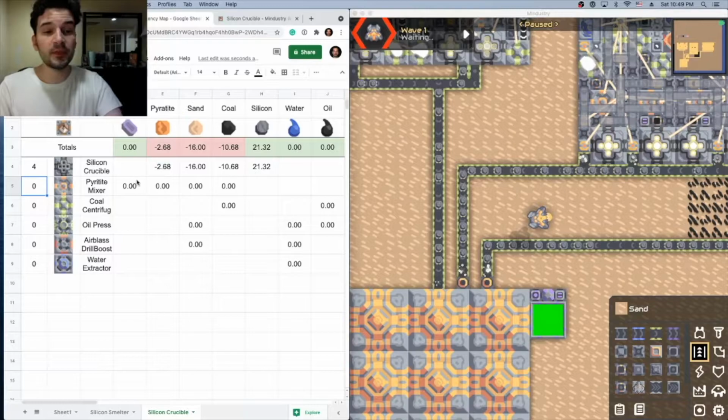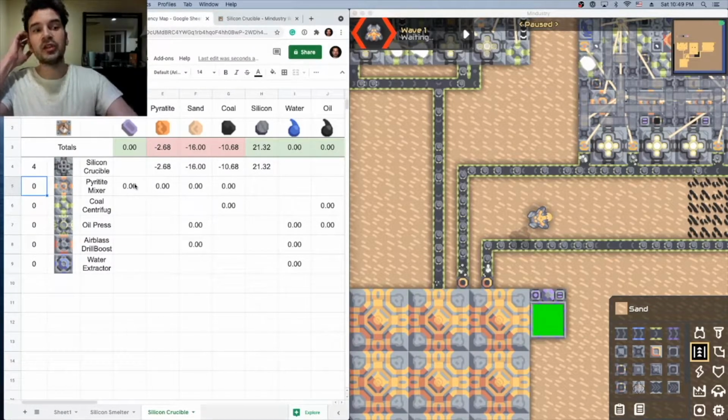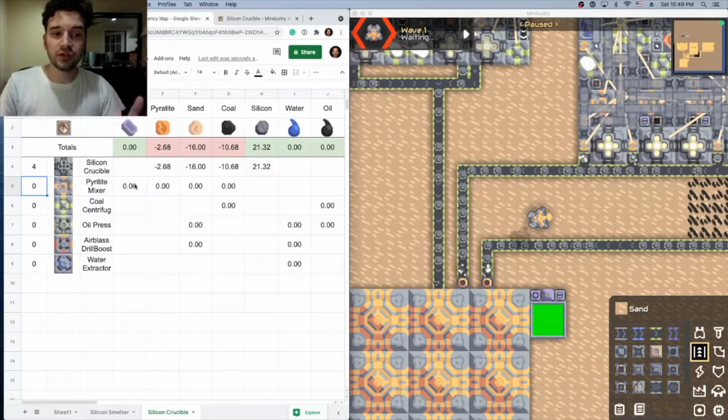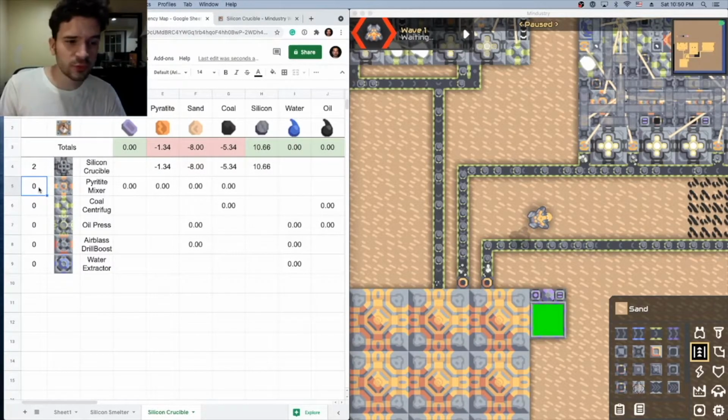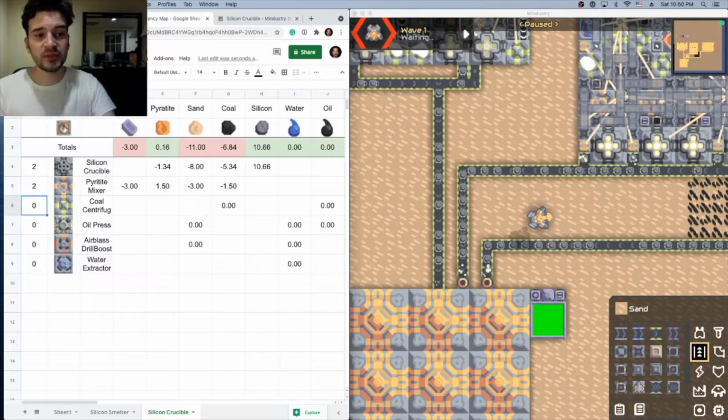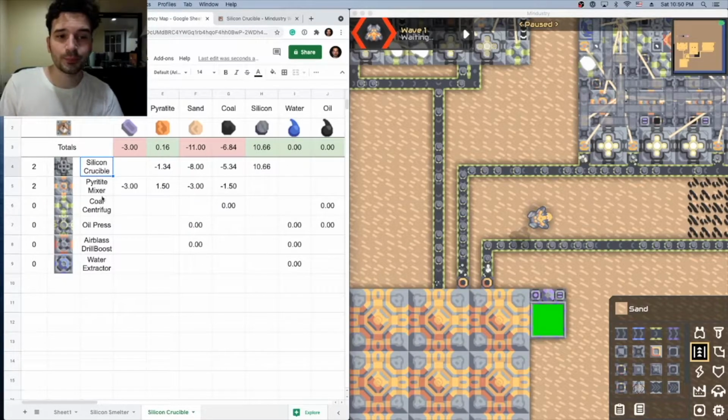Oh, so I went through this thing and I was like, what is the minimum number of blocks that I need in order to get a perfectly functioning, fully efficient silicon crucible setup? So I started with 2 silicon crucibles. And then I went to the pyrotite mixer. So for 2 silicon crucibles, does 1 work? No. Pyrotite is still red. Does 2 work? Yes. 2 is the minimum number of pyrotite mixers you need for the silicon crucible.